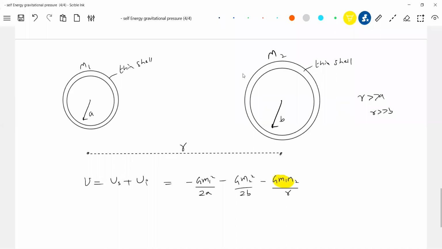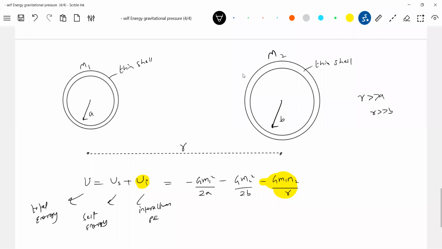I will do it like this. Okay, got this one. So the interaction potential is different from the self energy. What is UI? UI will become interaction potential. US will become self energy, and this will become total energy.